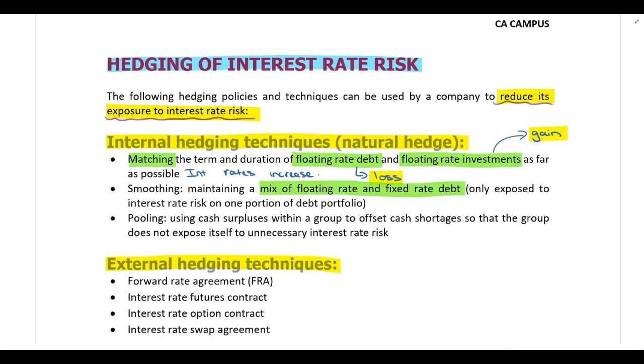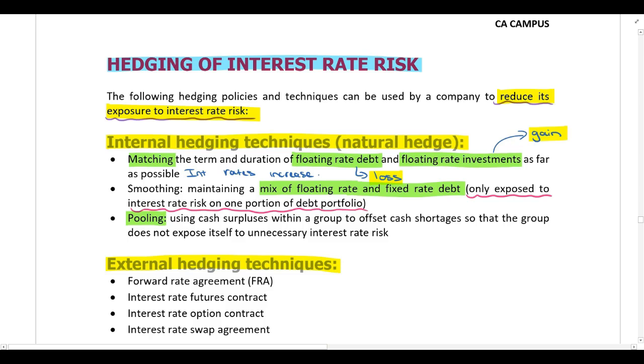So don't only have debt that is linked to a floating rate or a variable interest rate. Also have debt that has a fixed interest rate, so that you are not exposed to interest rate risk on all of your debt, but only on the portion where there is a variable or a floating rate of interest. So you are only exposed to the interest rate risk on the portion that has a variable or a floating interest rate.